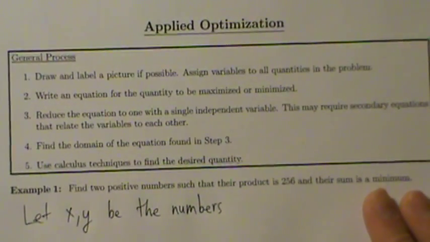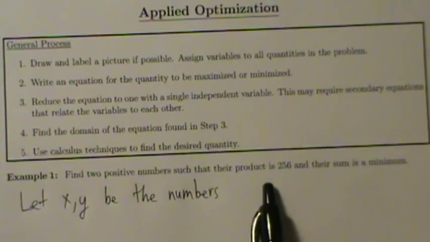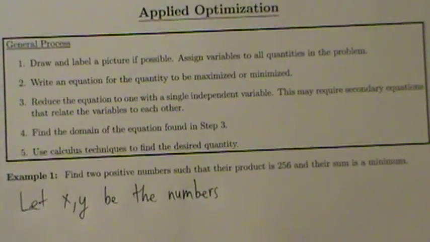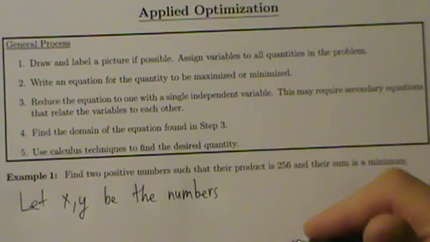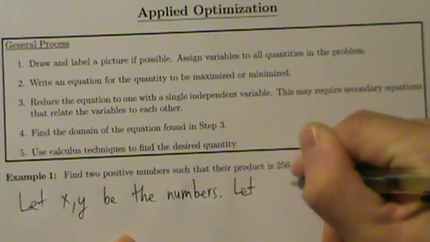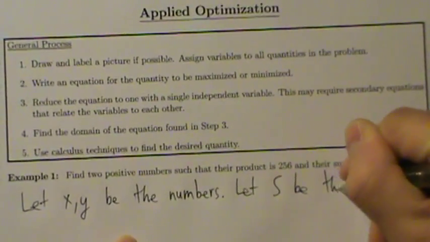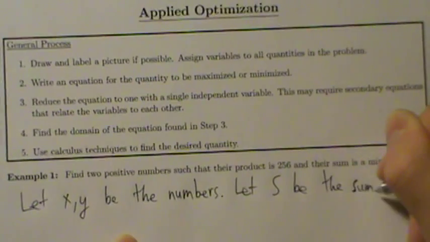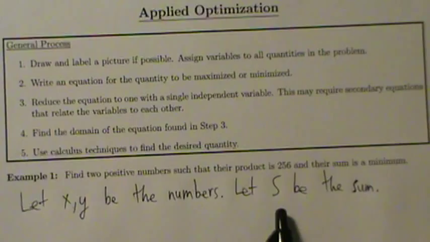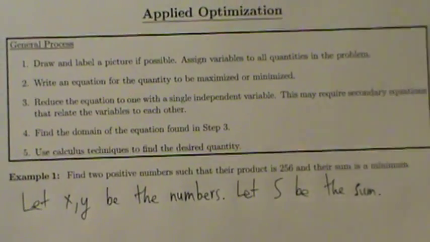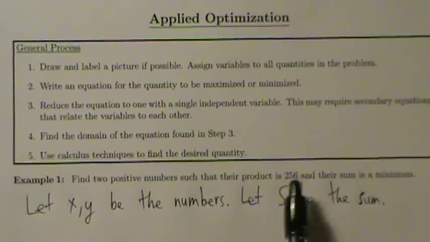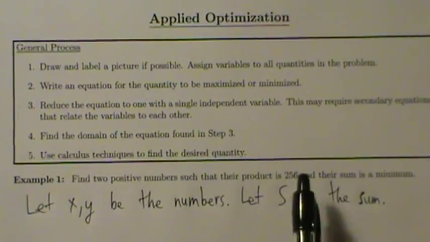Now we are talking about a product, but we know the product is 256, it's a constant, so we don't have to give it a variable. You can if you want, but it's really not going to do anything to help. So let x and y be the numbers, and let S be the sum, because the sum is what we're trying to minimize, so we should call that something. Let's call it capital S for sum. All right, so that's step one. Couldn't draw a picture, then we just assign variables to the variable quantities. 256 is a constant, so we don't have to worry about a variable there.